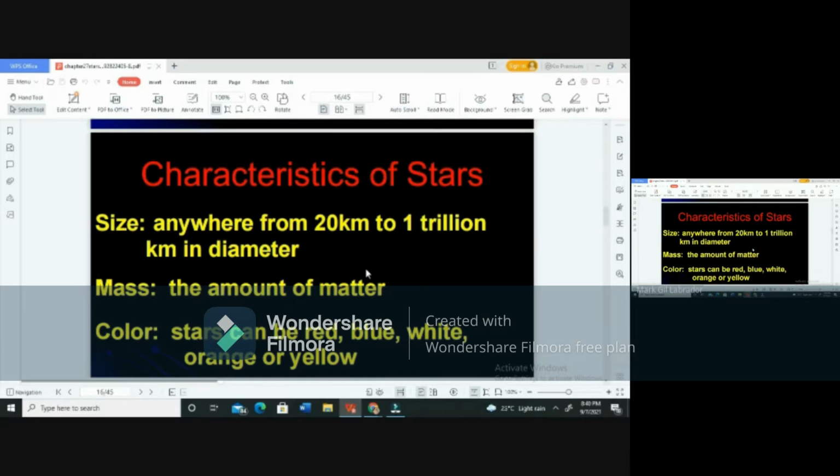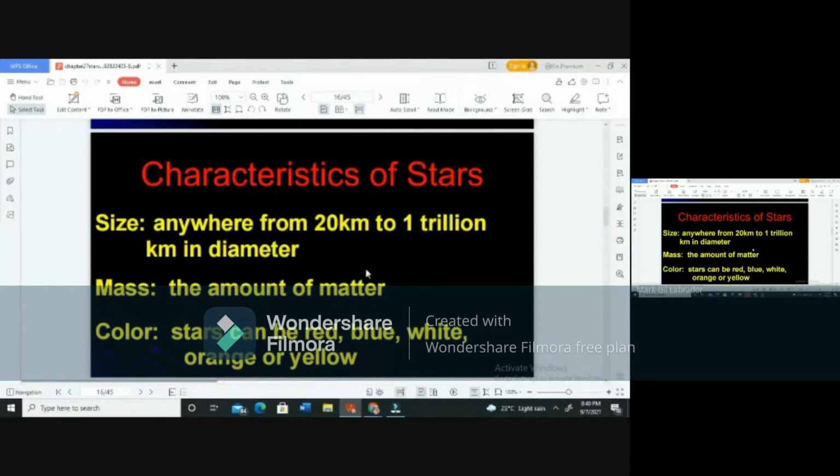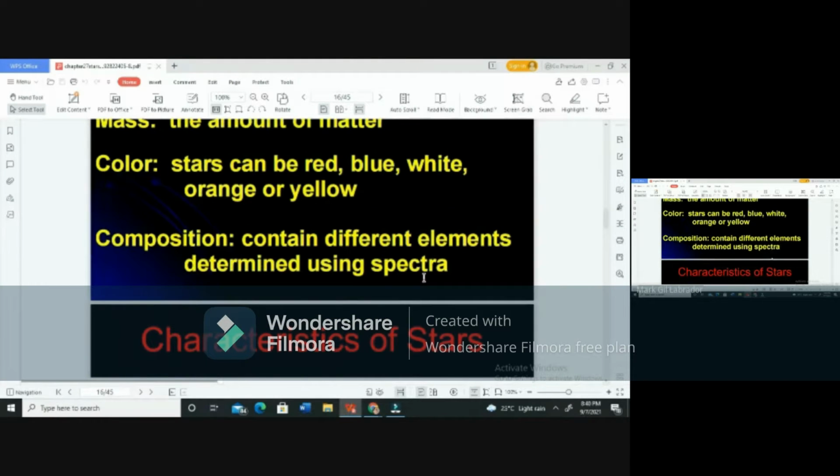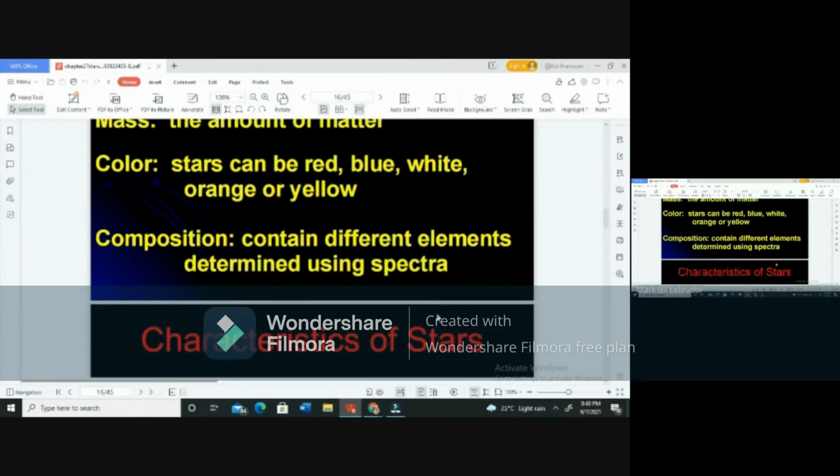Okay. Yun pa ang pinakamaliit. Doon nag-start ang size ng isang star, from 20 kilometers to 1 trillion kilometers in diameter. So imagine, malawak, malaki. Okay. And also the mass, it depends on the amount of matter. For the colors, stars can be red, blue, white, orange, or yellow. And the last one, for composition, it contains different elements determined using the spectra.